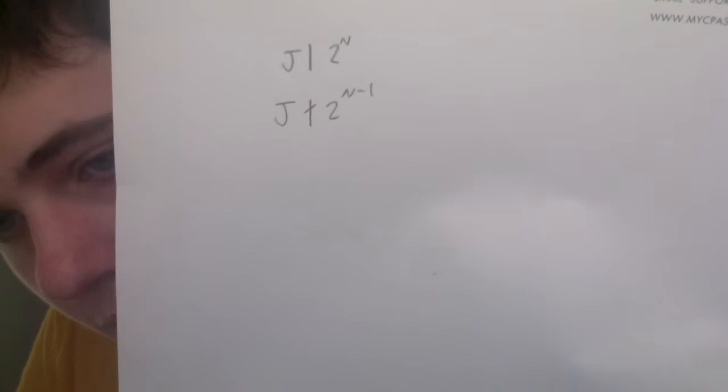Let's call this number J. J is the order of the element, and we talked about what that means. So J divides 2 to the power of n, but J does not divide 2 to the power of n minus 1. Notice that little symbol right there means "does not divide."